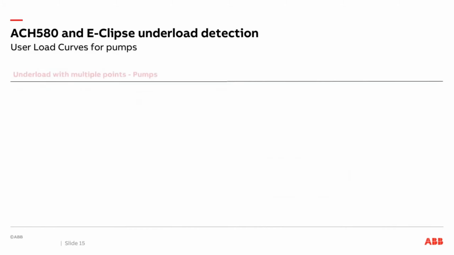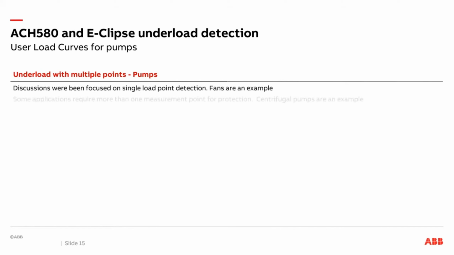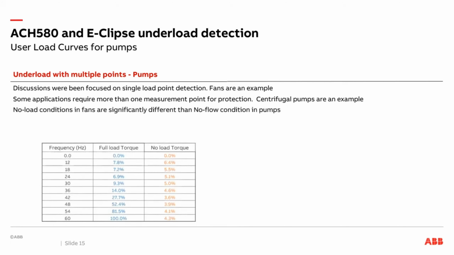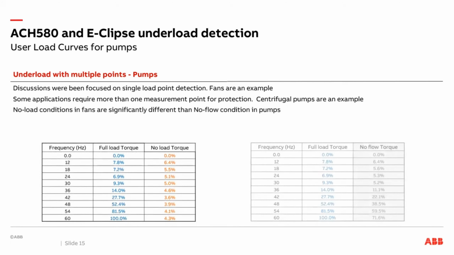All previous discussions were focused on detection with only a single load point. Fans are a good example, yet there are applications that require more than just one load point. Centrifugal pumps are an example. No load conditions in a fan application are significantly different than no load conditions in a pump.